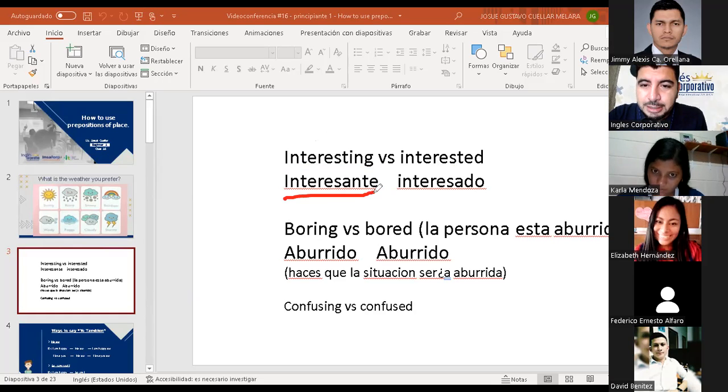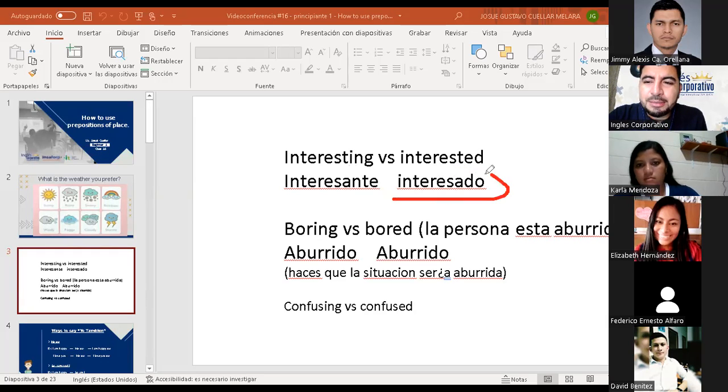Okay? For example, you can say a movie is interesting. Museums, los museos, they are interesting. A person can be interesting. But if a person is interested, quiere decir que esa persona puede estar interesada, no necesariamente en el dinero, puede estar interesada en conocer algo.